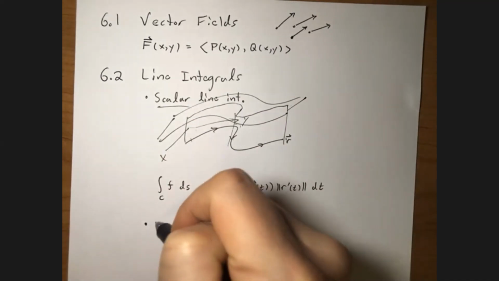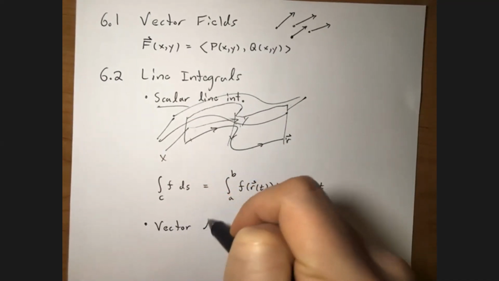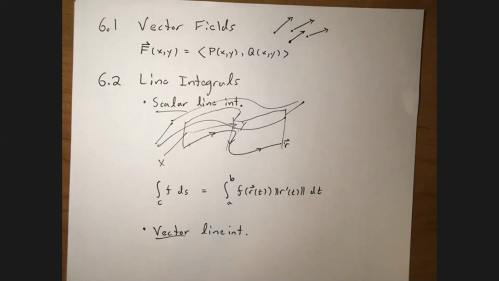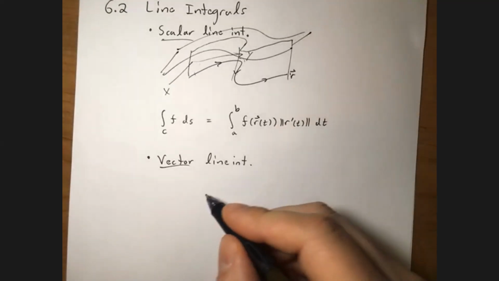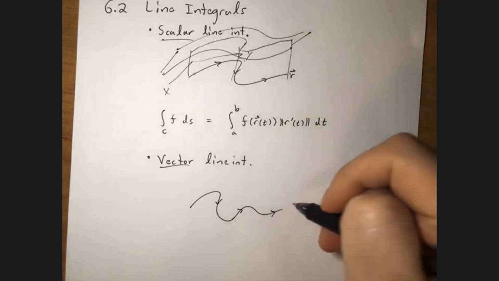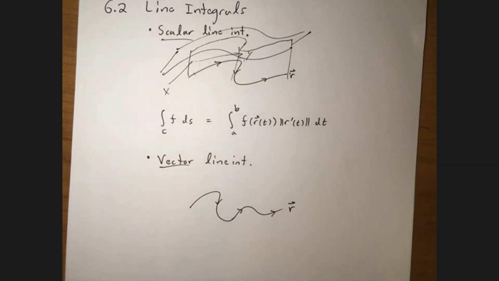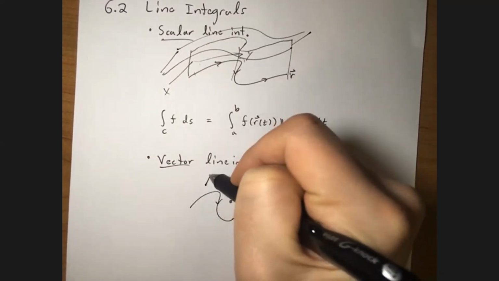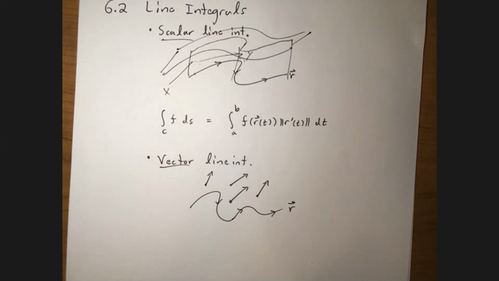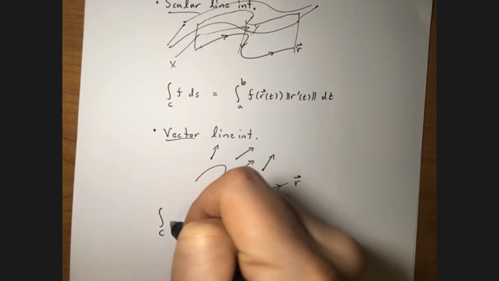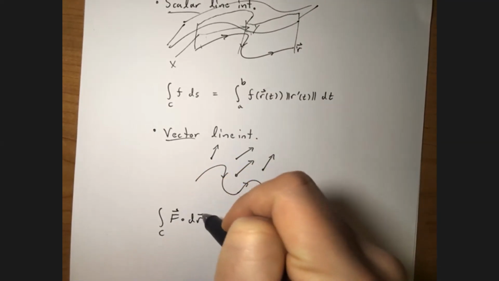The other type of line integral we talked about was a vector line integral. A vector line integral has to do with integrating through a vector field. Okay, so we're going to have a curve. So here's our r, and it's going through a vector field. At every point in space, we have a vector. The notation for the vector line integral was F dot dr.